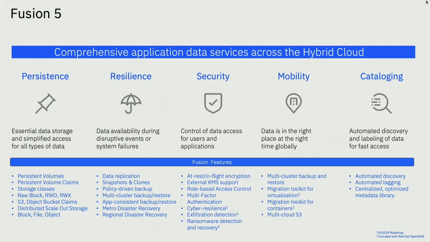So in the software, we have what we call the Fusion 5. We have most of the stuff that you used to have in Data Foundation, plus a few extra features. So we're going to do persistence. You're going to have all your PVCs, RWX, RWO, object storage, whatever you need to do. We're going to have resilience. So we're going to replicate the data. We're going to support snapshots and clones.